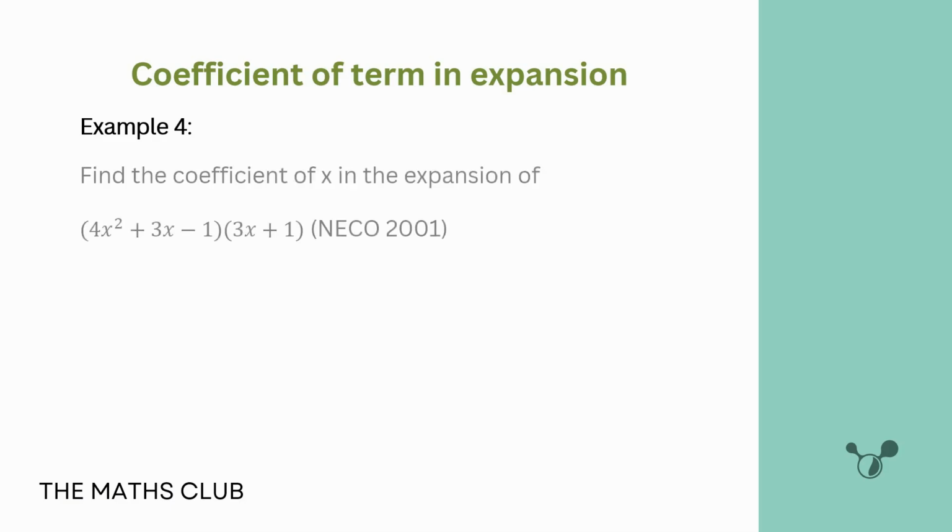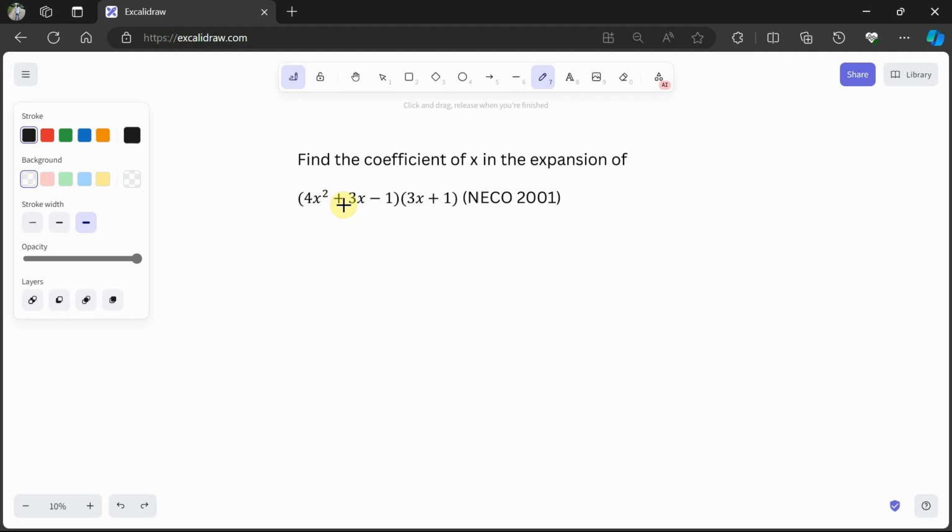Let's see some examples. In this example, it says find the coefficient of x in the expansion of 4x squared plus 3x minus 1 times 3x plus 1. You can use any method that you want. Welcome back. Let's solve it together. To solve this, let me use the second method.